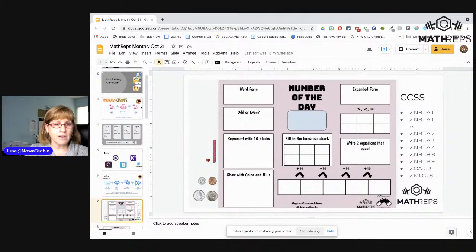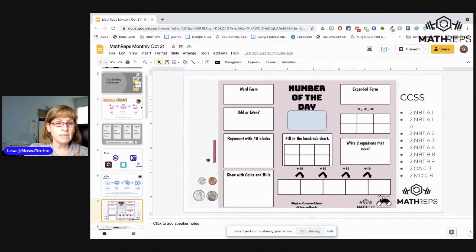So this is a second grade one. I really like this one. It was created by Megan, and she's a great contributor. You'll notice that I do have all the standards listed here on the right-hand side of it. And all you change is the number of the day, the number in blue, right? So they're looking at it.